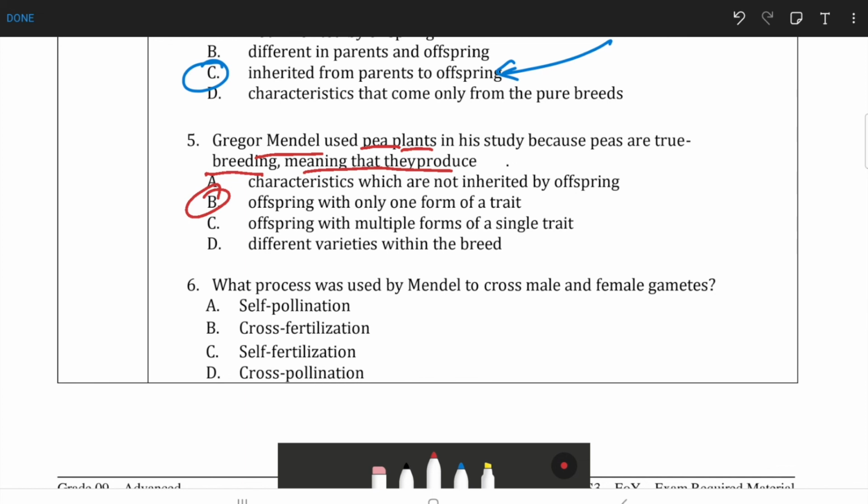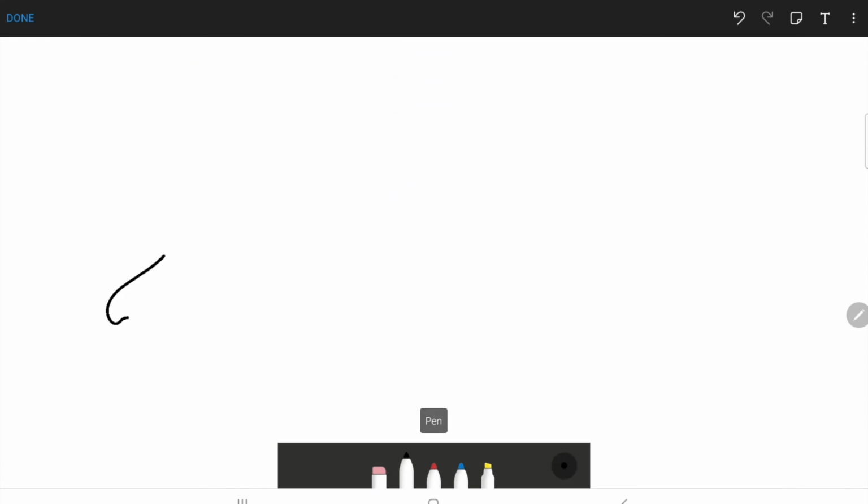Last question. What process was used by Mendel? Of course, it was cross pollination because he took the male part and sprinkled it on the female part. They resulted in the pollination, and then the new plants were produced with the same traits.